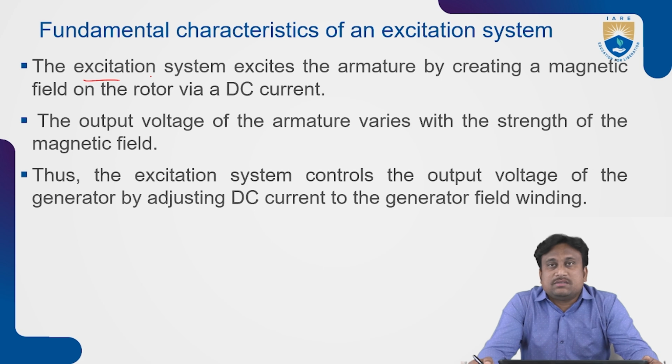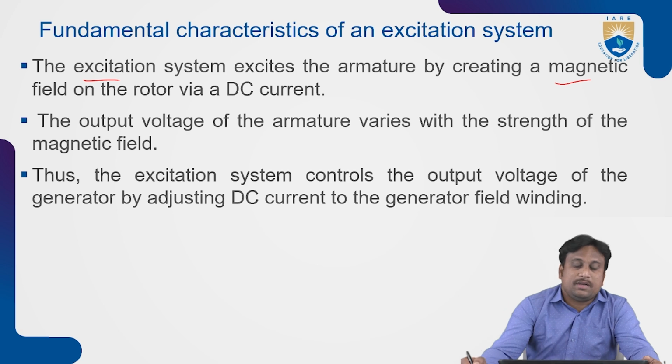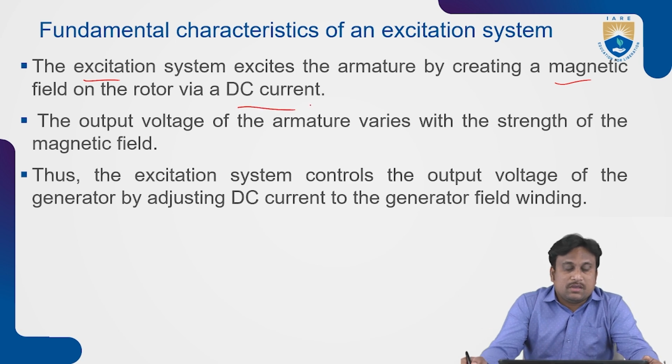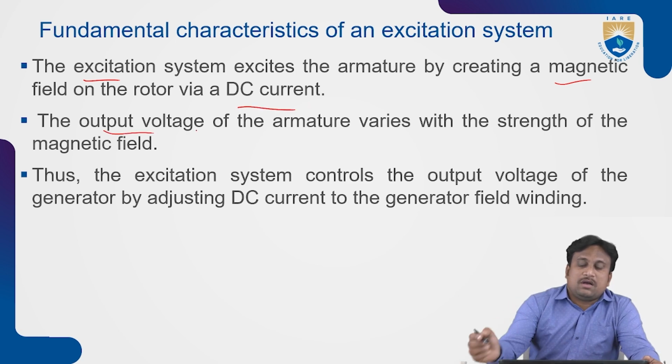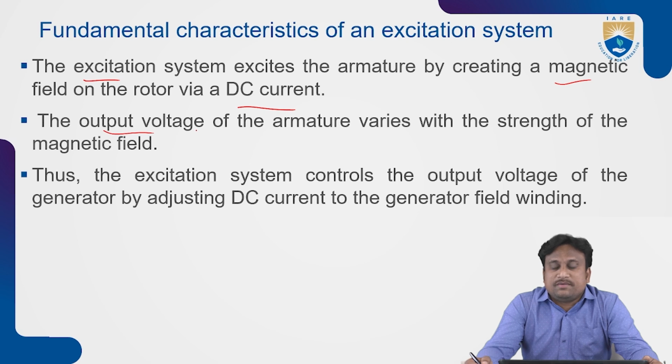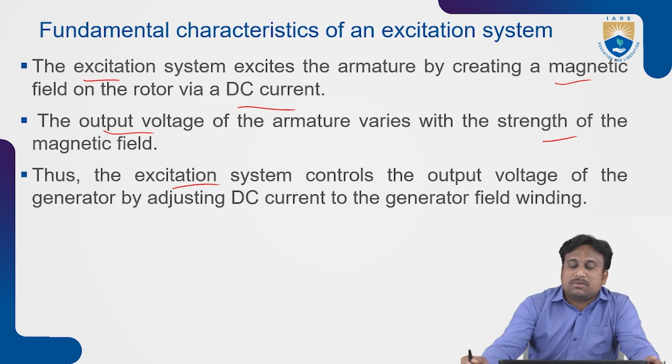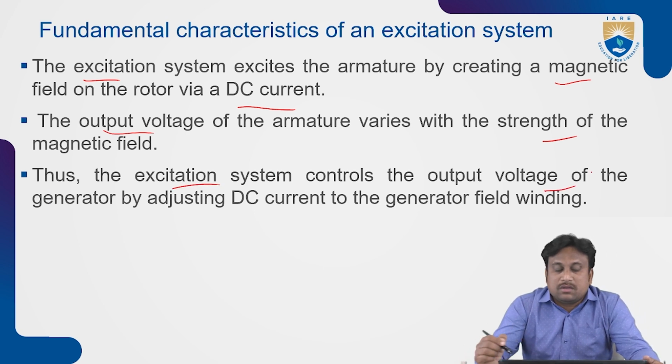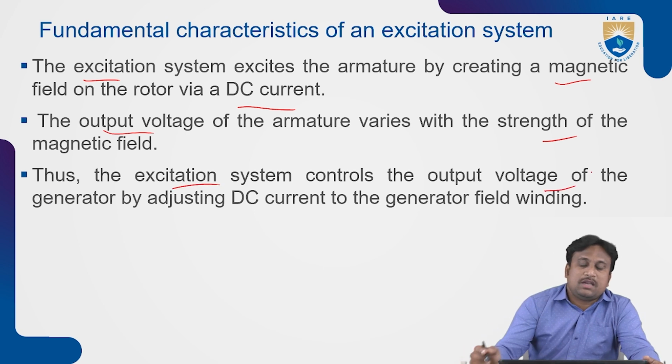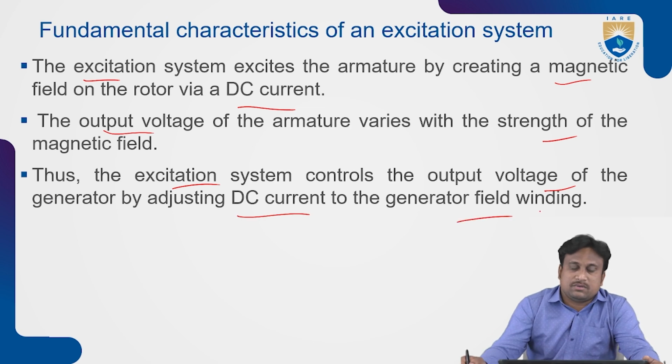The excitation system excites the armature by creating a magnetic field on the rotor through the DC current. The output voltage of the armature varies with the strength of the magnetic field provided. That means the excitation system controls the output voltage of the generator by adjusting the DC current to the generator field winding. This may happen in a repeated manner.